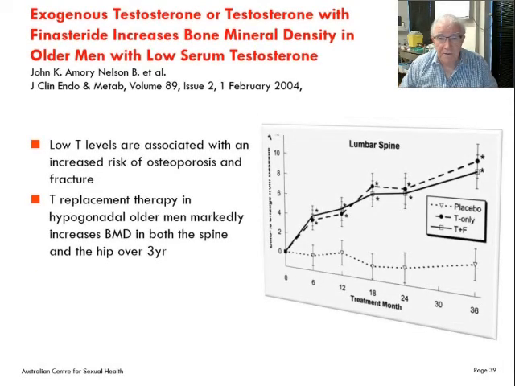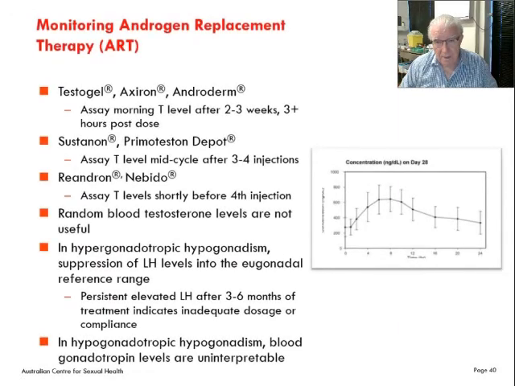Low testosterone levels are associated with an increased risk of osteoporosis and fracture, and testosterone replacement therapy in hypogonadal older men markedly increases bone mineral density in both the spine and the hip over a 3-year period. When should we assess adequacy of replacement? In patients on a topical testosterone, we should assay their morning total testosterone after 3 to 4 weeks, and at least 2 to 3 weeks after a dose.